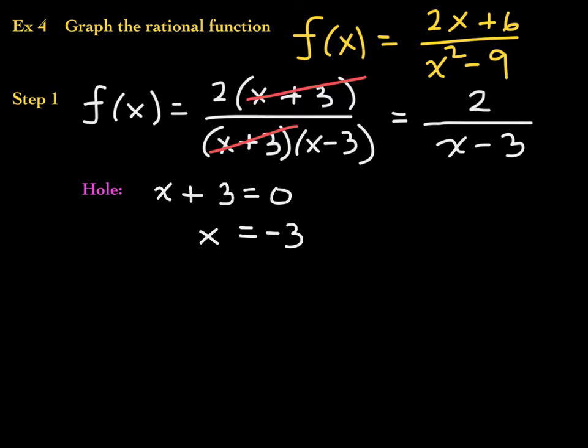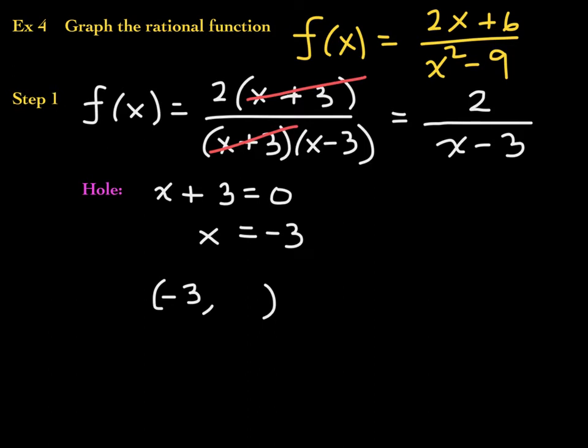The hole will exist when x is negative 3. So the hole will be at negative 3 comma something. In order to figure out the y value for this hole, let's take this value for x, negative 3, and plug it in. You can't plug it into this thing here, because if you do, the function will be undefined because it'll give you a 0 down here in the denominator. Plug x equal to negative 3 into the simplified form of this function.